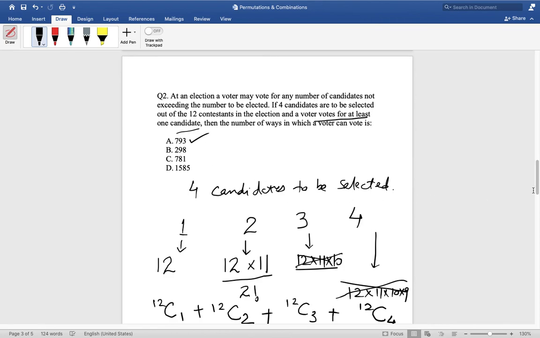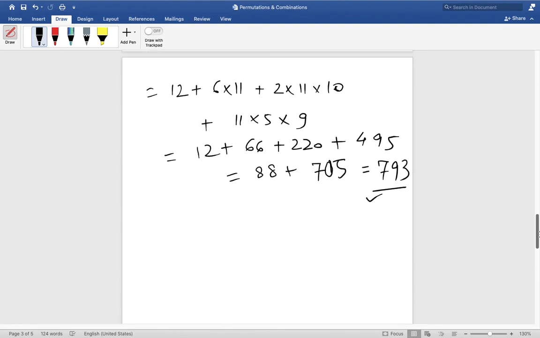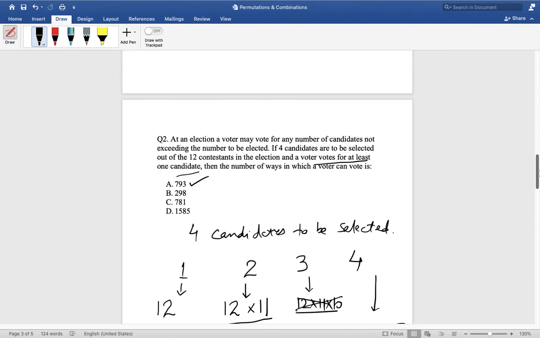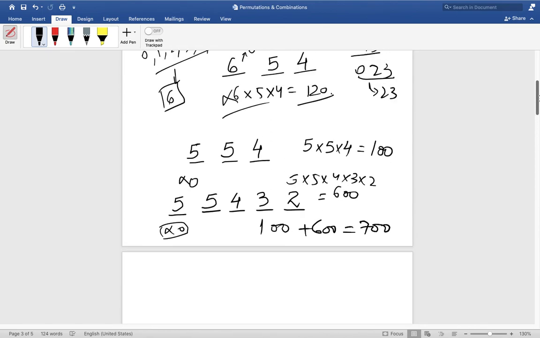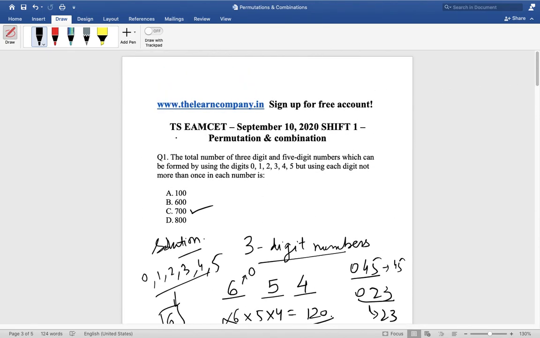So these were the two problems that were asked. Usually they would ask 3 or 4 questions in which one would be circular permutations, but this time they haven't. Because of COVID, they have reduced the syllabus.